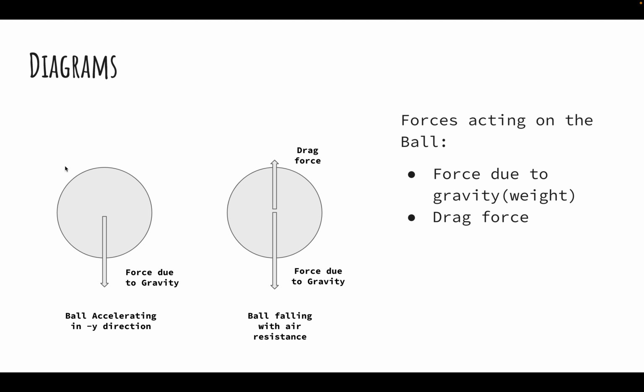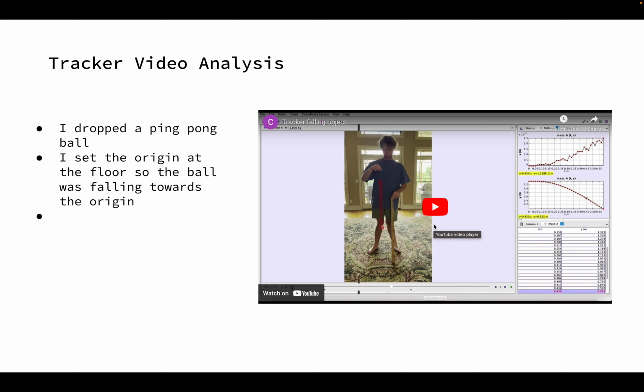On the left is the force diagram depicting the object if only the force of gravity was acting upon it. And on the right is the force diagram if there is drag force and the force of gravity. And as the velocity gets bigger and bigger, the drag force gets greater and greater until it equals the force due to gravity. We assume that there is the force due to gravity and the drag force acting upon the object.